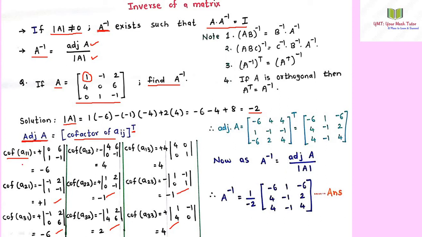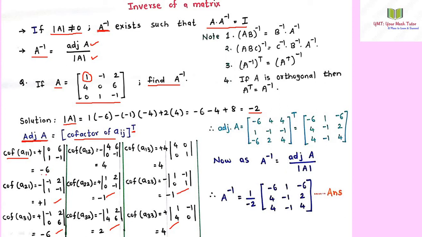So the formula is minus 1 to the power m plus n into the minor. For A11, that means the cofactor of 1, it is minus 1 to the power 2 into the minor. The minor will be formed by 0, 6, 1, minus 1.